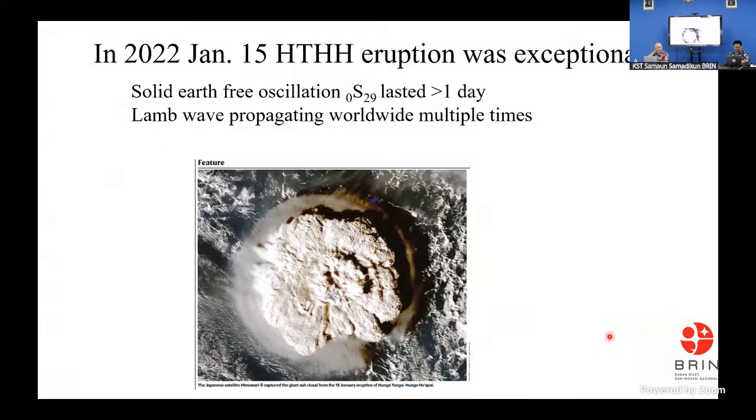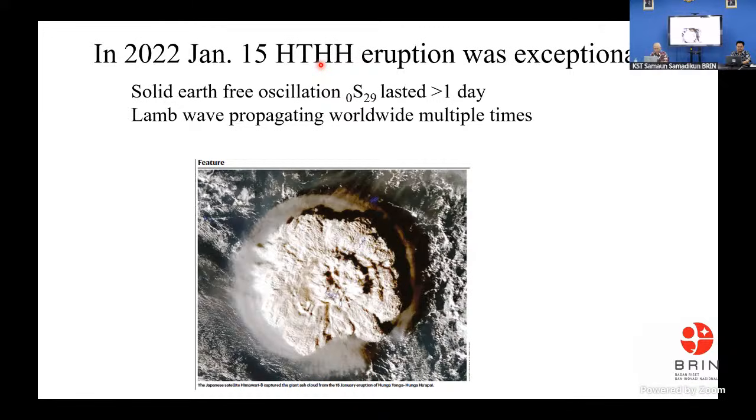And that is an example from the submarine eruption in Japan. And maybe you remember, 3 years ago, there was a much stronger volcanic eruption in the South Pacific Ocean. HTHH stands for Hunga Tonga-Hunga Ha'apai eruption. Well, we just call it the Tonga volcano.